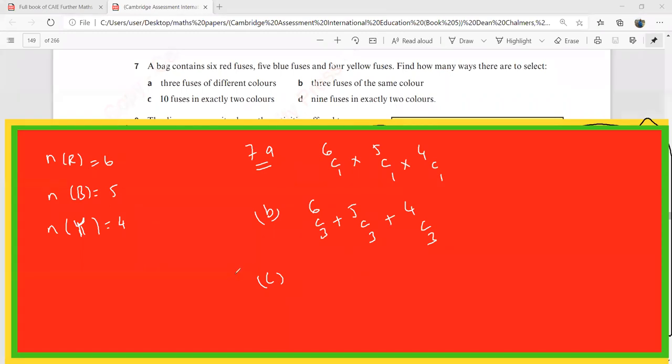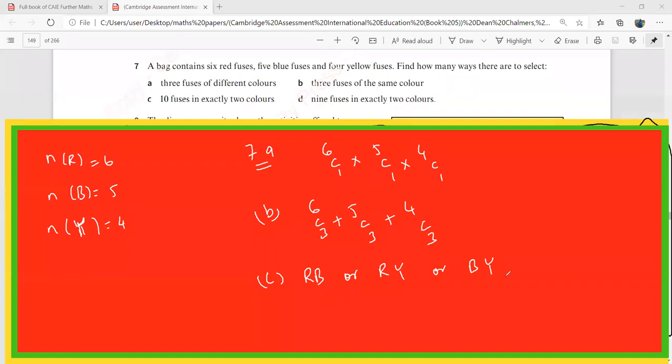Part C, 10 fuses in exactly 2 colors. So you will have to list them, okay? You can have red, blue, or red, yellow, or blue, yellow, okay? Yes, beta? Sir, blue and yellow won't make 10. Oh, yes. So that comes later. So right now, we have to choose 10.